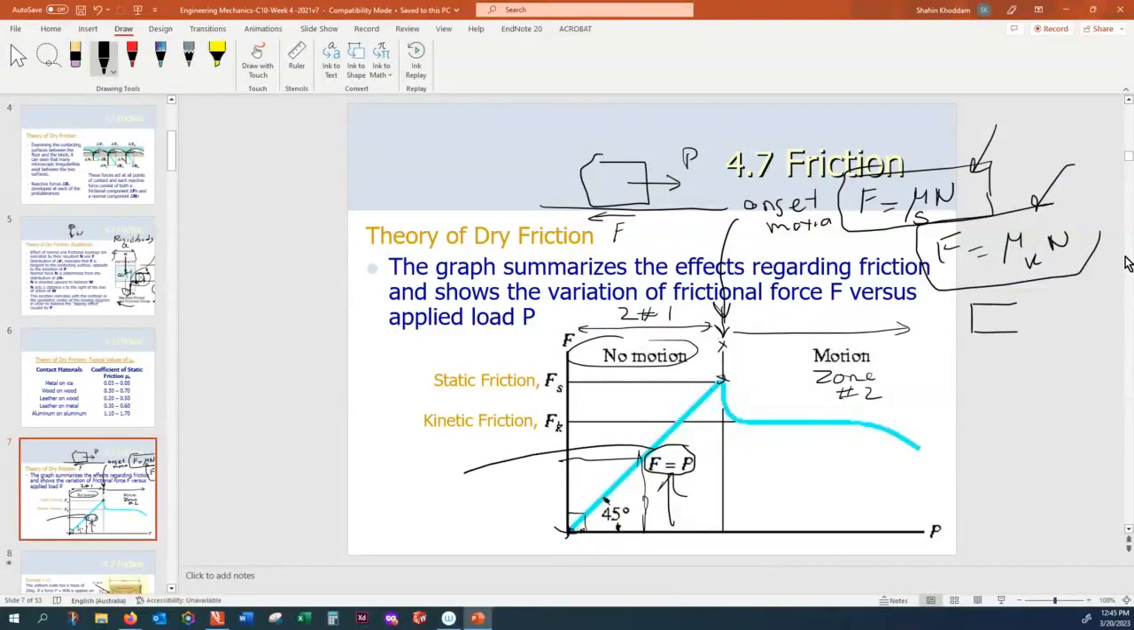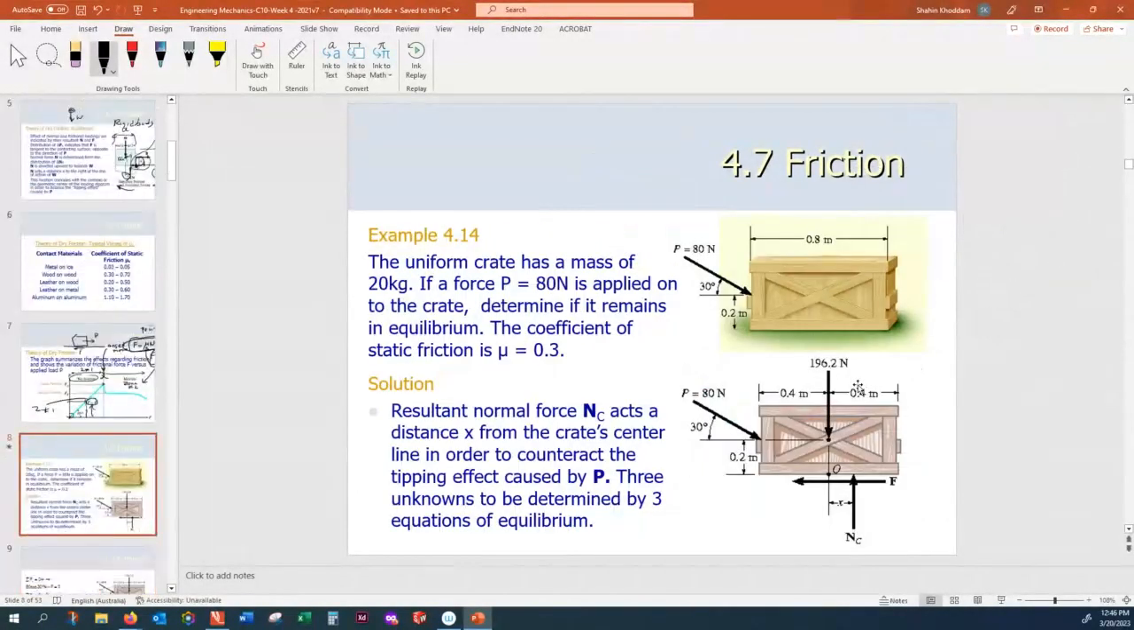You don't know when to use which relationship. So this relationship is for zone number one. This relation is for this point, which is the beginning of the motion. And that formula is for the second zone, which is the motion zone. If you can make a judgment for every individual problem, then you are able to solve the problem. Otherwise, you find yourself confused between these three equations.